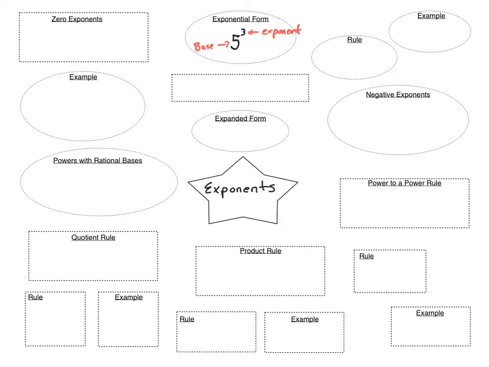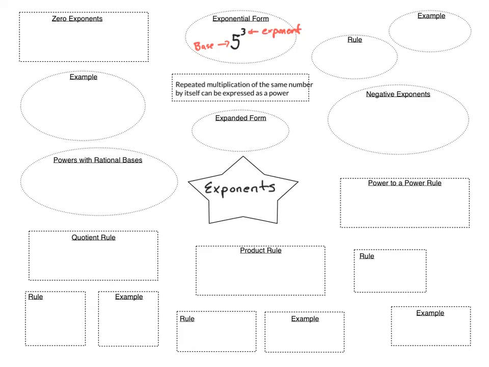And then it is a repeated multiplication. So the repeated multiplication of the same number by itself can be expressed as that power. And of course, that power has a base and an exponent. And the expanded form, if we were to look at that, would simply be 5 times 5 times 5, which is 5 to the third power. That is what you should know up until now. We're just refreshing what we've already learned.